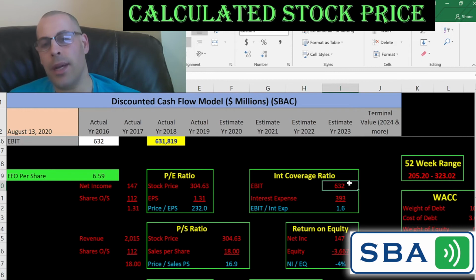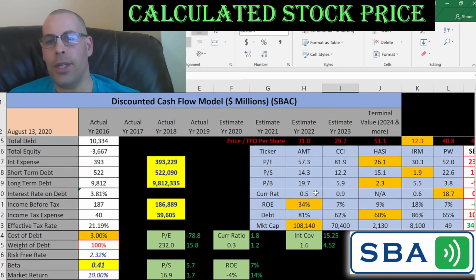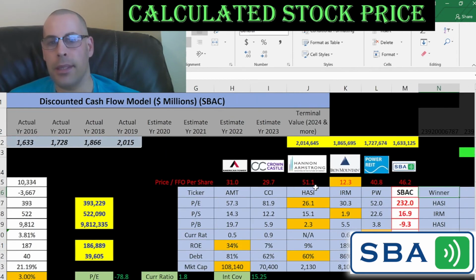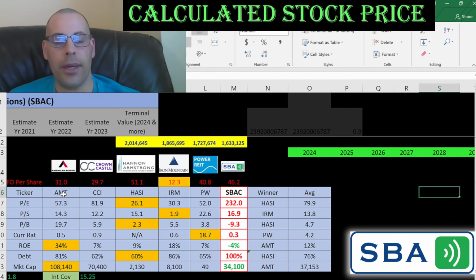They have lots of free cash flows as well. Their financial ratios just look really bad. The best way to look at ratios is to compare them to similar companies. I've done videos on American Tower, Crown Castle, Hannon Armstrong, Power REIT, and Iron Mountain. They're all in the same industry as SBA.